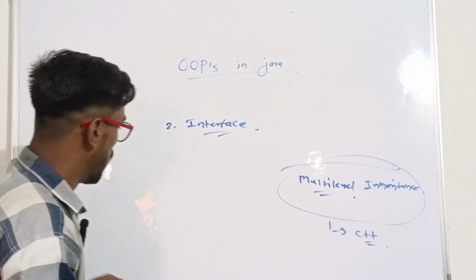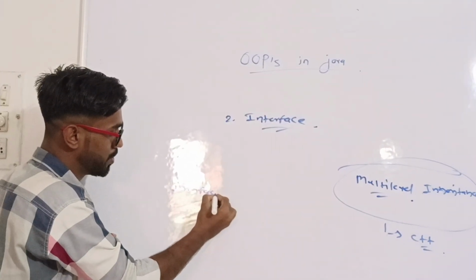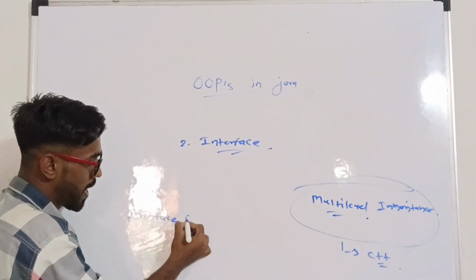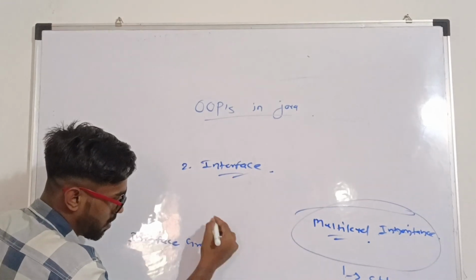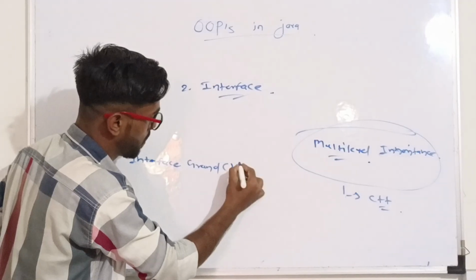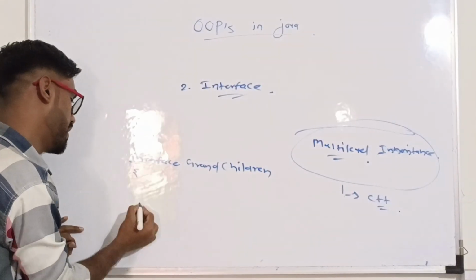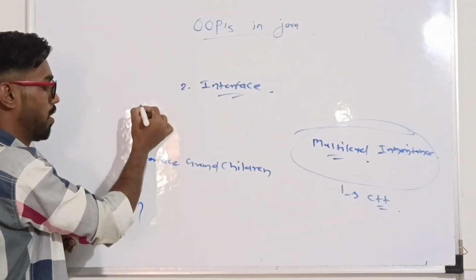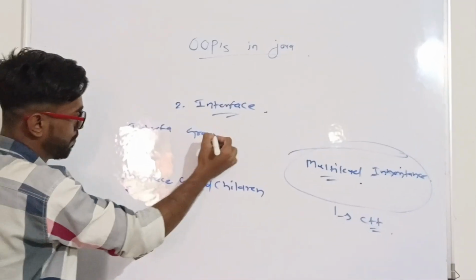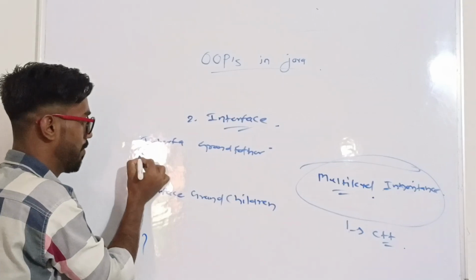So what does that mean? Assume for example there is one interface. We have to use the interface keyword to create an interface. I create one interface, grandchildren. And assume there is also another interface, that is grandfather.